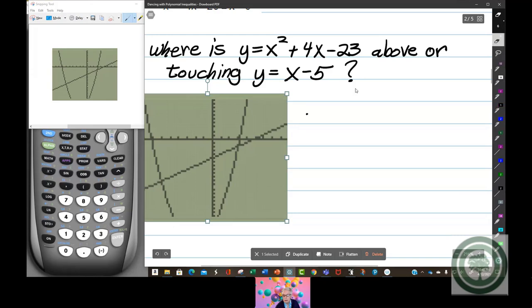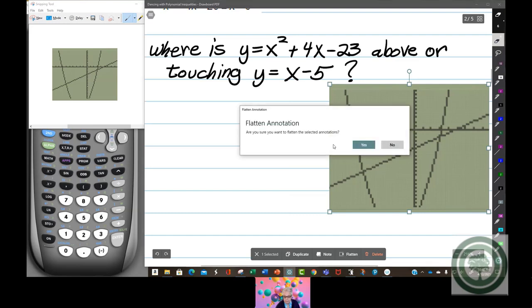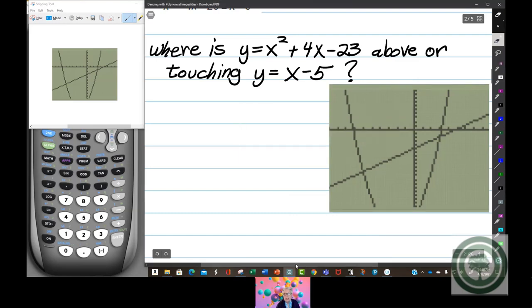Actually, that's what you get when you get used to something. I found out that this stuff peeks through. If I leave something written, then when I flatten it, it peeks through. Totally unfair.